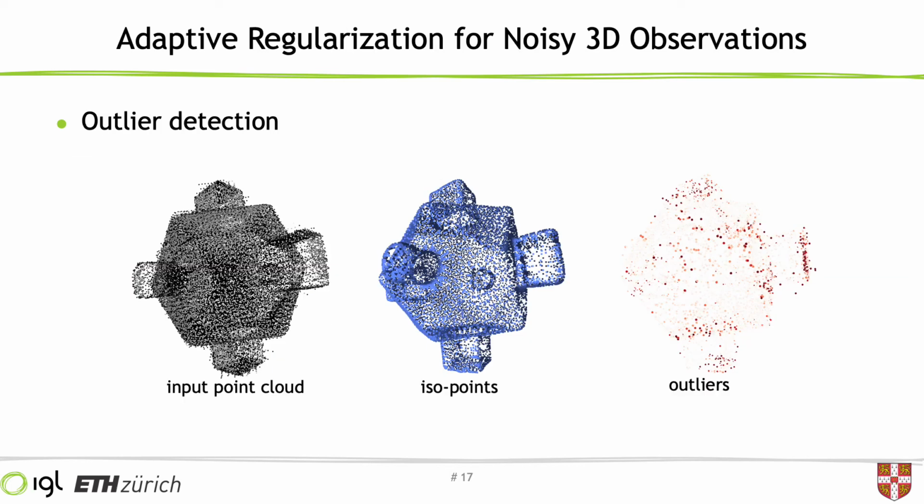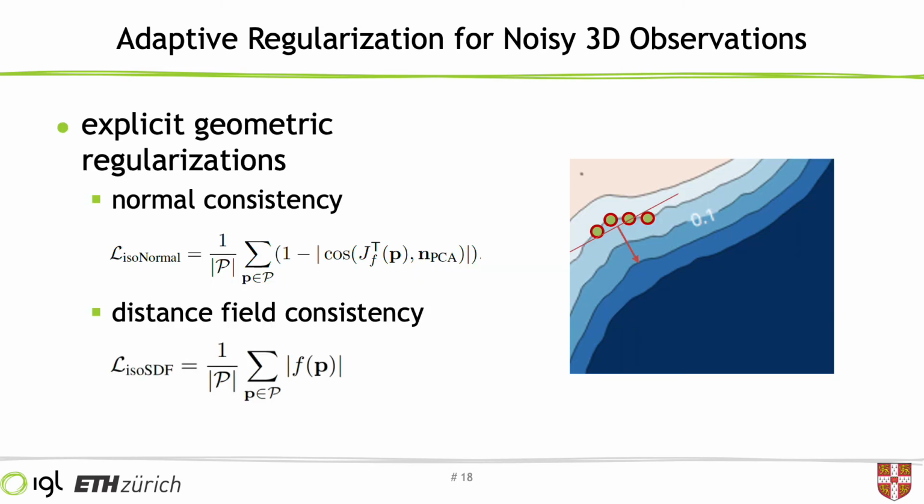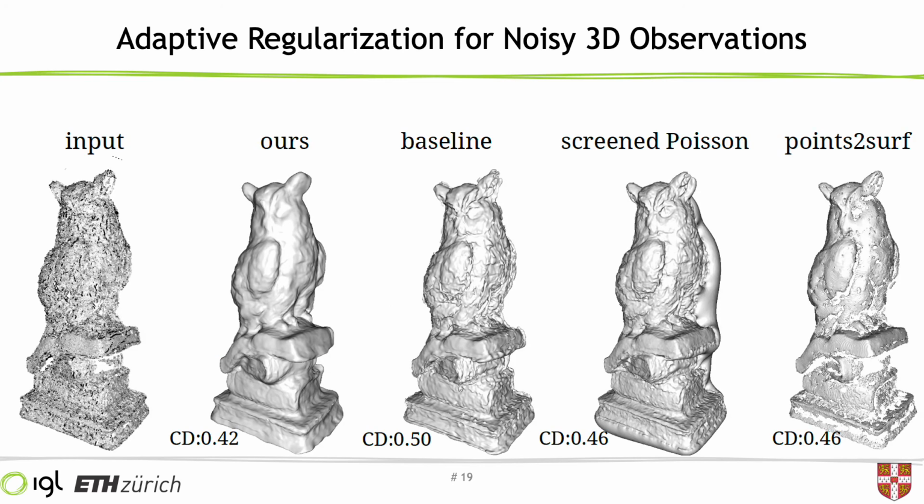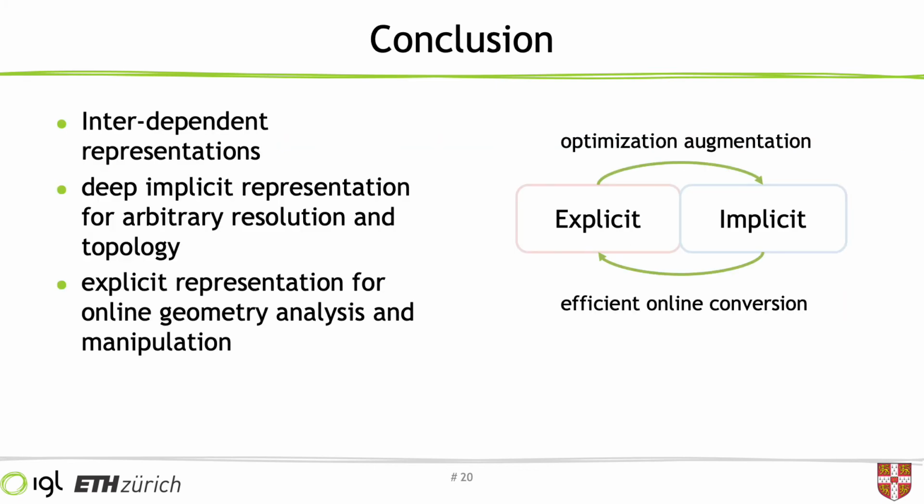When reconstructing surfaces from noisy point clouds, we can use isopoints to detect outliers and formulate additional explicit regularization terms in the training objectives, which contributes to higher reconstruction quality compared to existing state-of-the-art methods that use only implicit or explicit representation exclusively. In conclusion, isopoints and implicit functions are interdependent representations for 3D geometry.